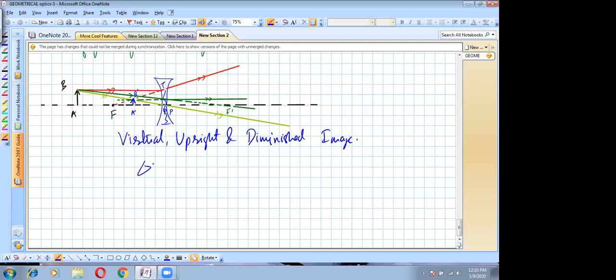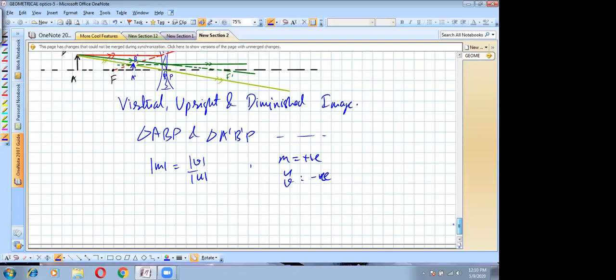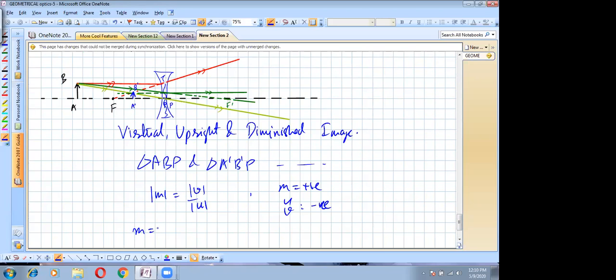So again, triangle EBP. If you do the same analysis, you will get the magnitude of magnification as mod V by U. And again, you can see here M is positive, and U and V are negative. So you can see with sign convention, it is V by U. So this becomes a universal formula for magnification.